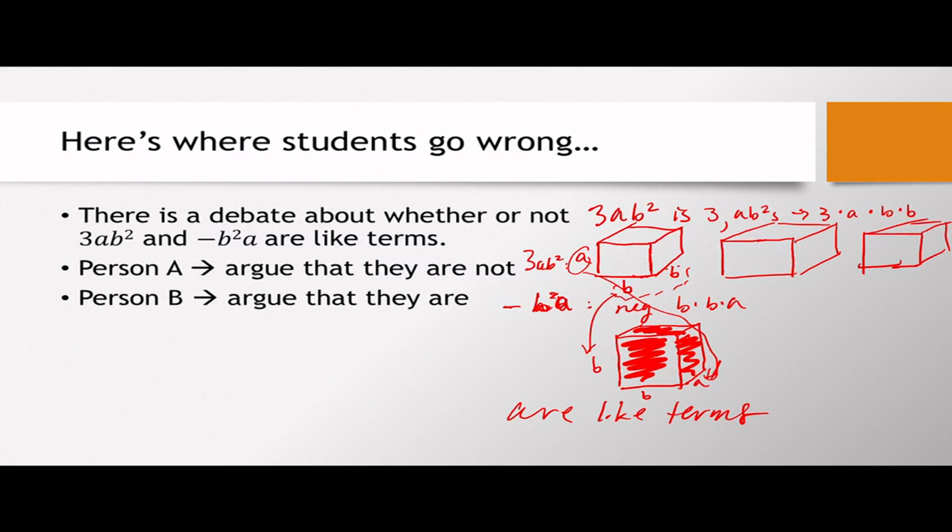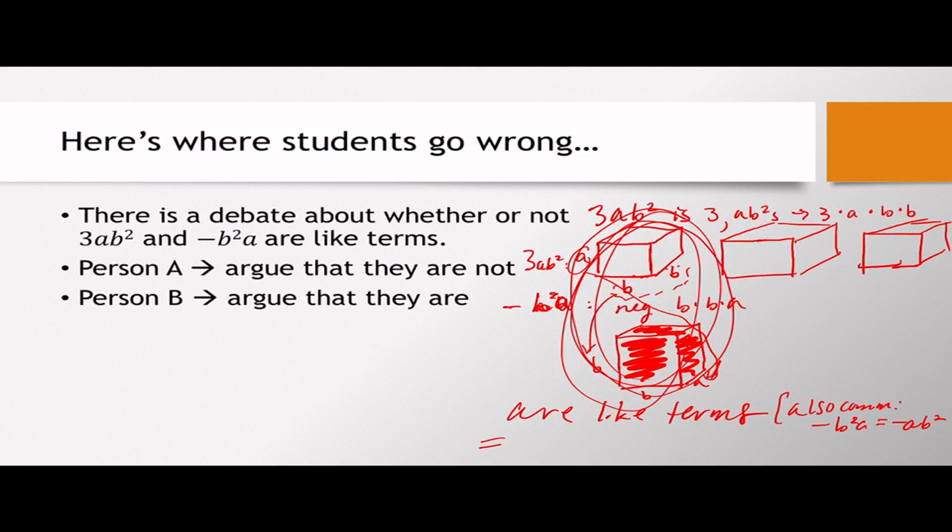So when you combine them together, they're also commutative. They have the same picture, but they're also commutative, meaning that we can also write minus b squared a is equal to minus ab squared. So if I have 3 ab squareds and I combine these together, they make a zero pair. So I actually end up with 2 ab squareds in the end.